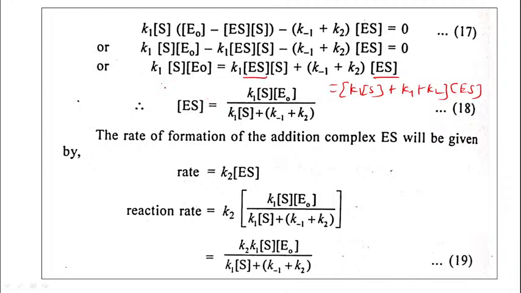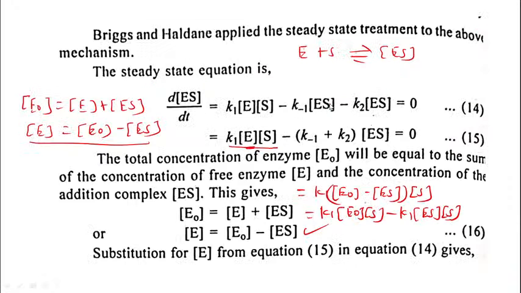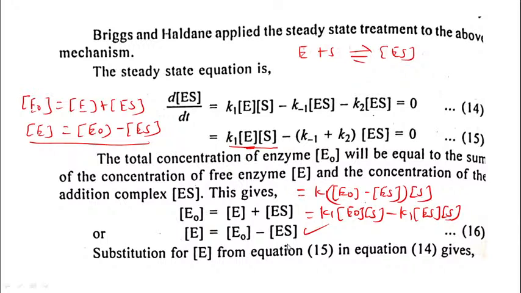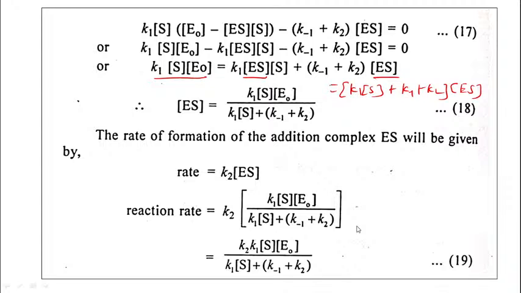So concentration of ES is equal to, this is on the left hand side, K1 into S upon E0 plus K1 into concentration of the substrate plus K minus 1 into K2, plus K2. Let us give the number to this equation. This is 3, 4, 5, 6, 7, and this is equation 8 here.